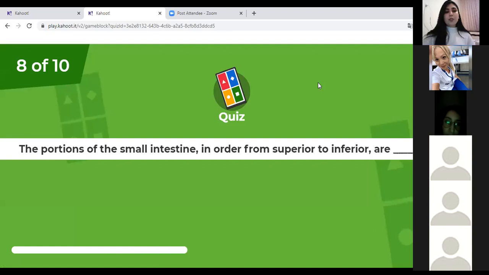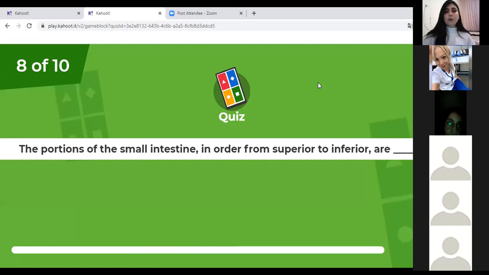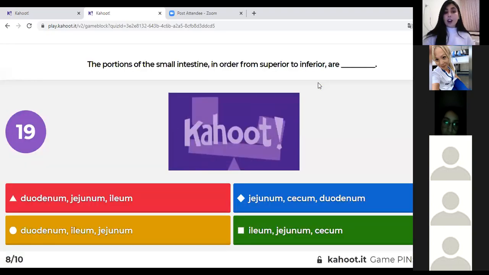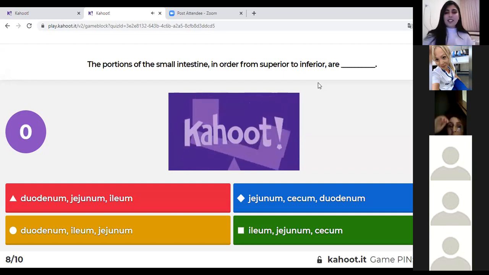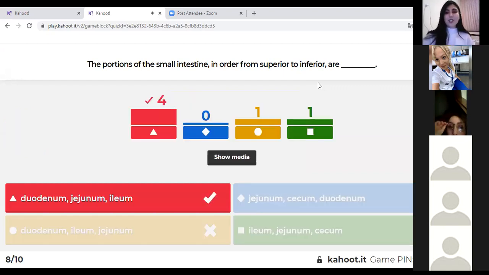The portions of the small intestine in order from superior to inferior are: duodenum, jejunum, ileum; jejunum, cecum, duodenum; ileum, jejunum, ileum; jejunum, cecum. Yeah, the answers are repeating. Okay, the true answer is A.